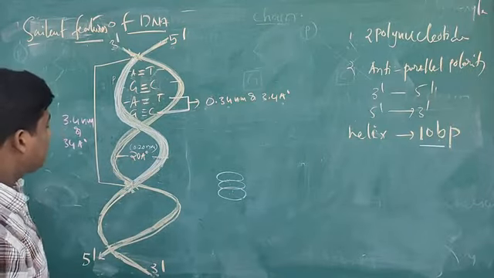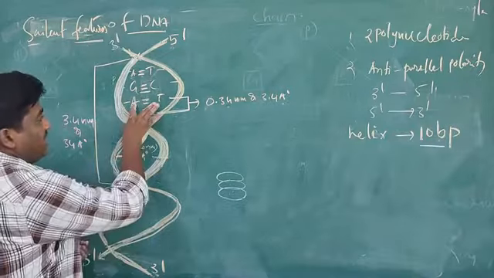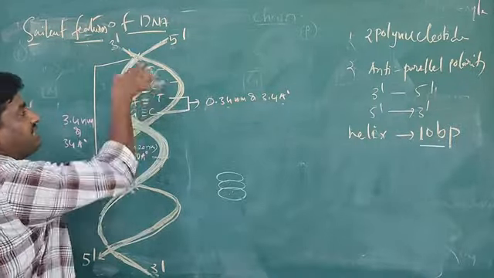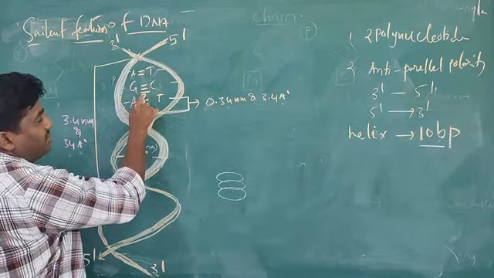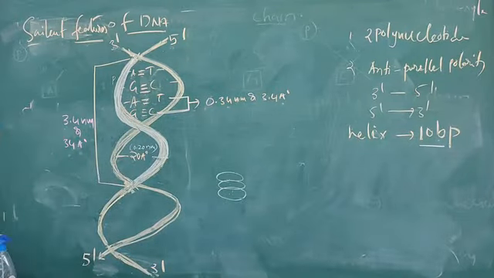And then next, the plane of base pairs. The base pairs are all present in the same plane, one over the other. So here the hydrogen bonds give stability to the DNA structure. That's it. These are the salient features of DNA. Next.